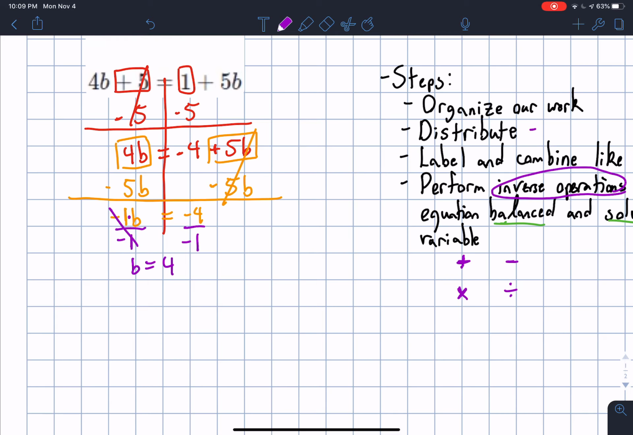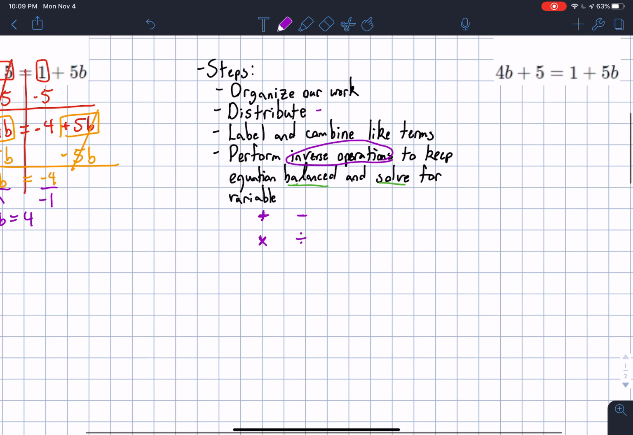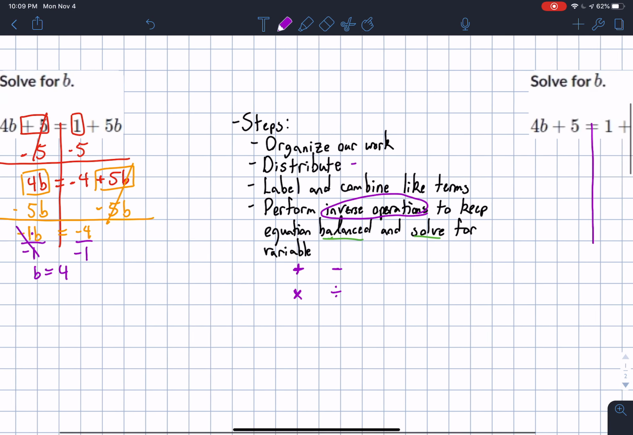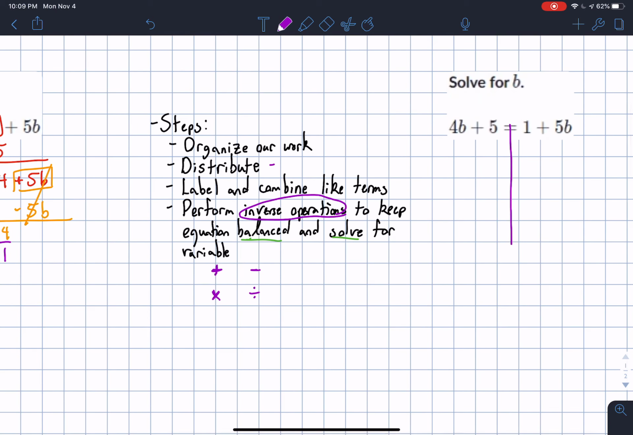So for one more example, if you're not tired of hearing from me yet, I'm going to organize my work before Miss Nowini yells at me. I don't have to distribute. That's for later problems. And I'm going to label and combine like terms. Wait, is that the same question? Oh my gosh, it is. But we're going to do it in a different way.